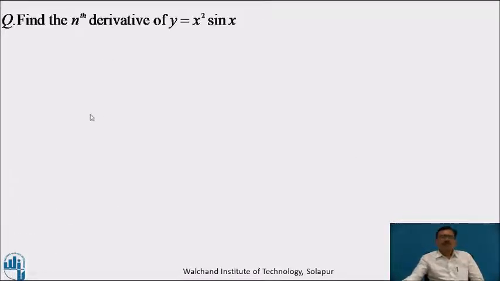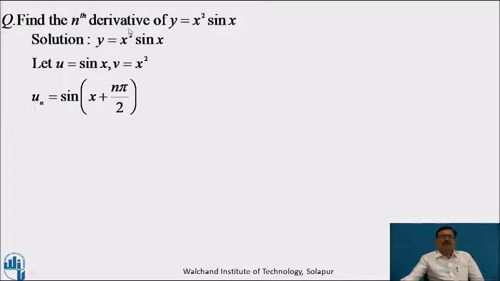Now pause the video for a while and find the nth derivative of y equal to x square sin x. I hope you have completed. Here y is equal to x square sin x. Let u equal to sin x here and v equal to x square. Always we have to take the algebraic function as v. And now the nth derivative of u, we have already discussed. The nth derivative of sin ax is a raised to n sin of ax plus n pi by 2. Therefore, here a is 1. The nth derivative of u is u suffix n equal to sin of x plus n pi by 2.